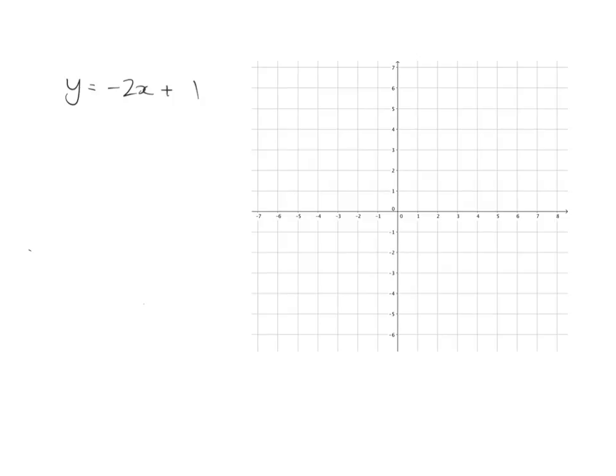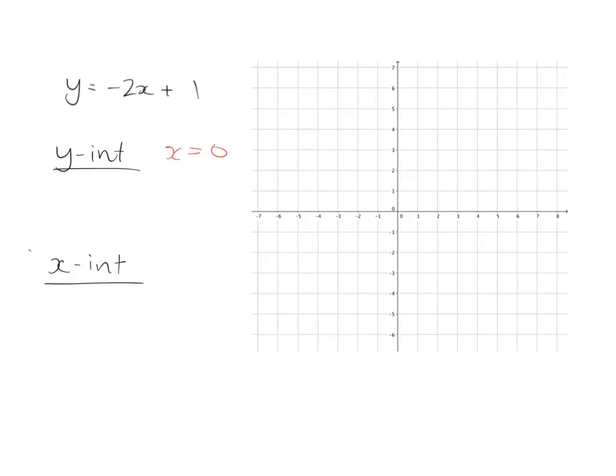Okay, I want you to do one for yourself. A graph of y is equal to -2x plus 1. What I want you to do for me is to work out what the y-intercept is and also what the x-intercept is, and then plot those two in order to draw the graph. Pause the video and try it now. Okay, let's hope you got your facts right.